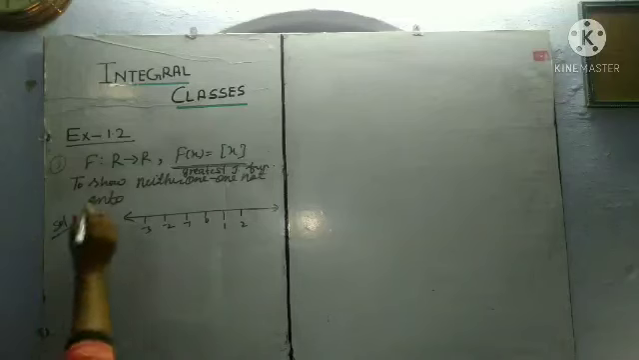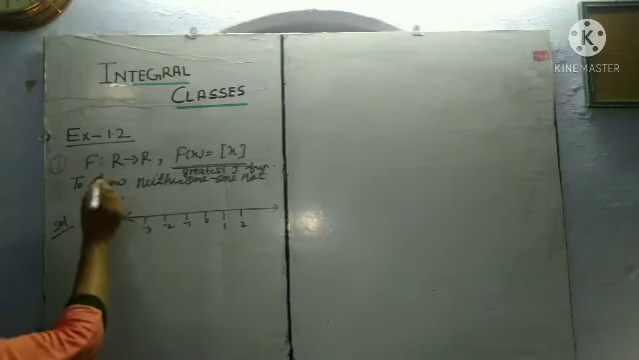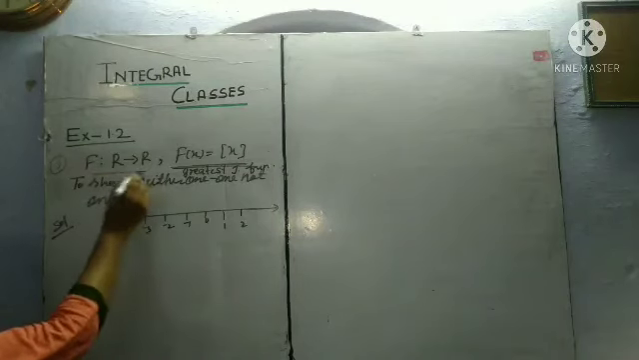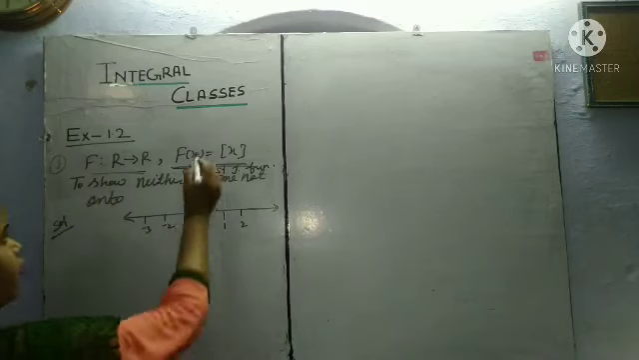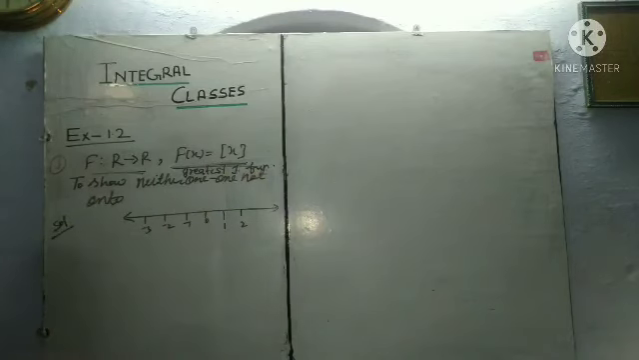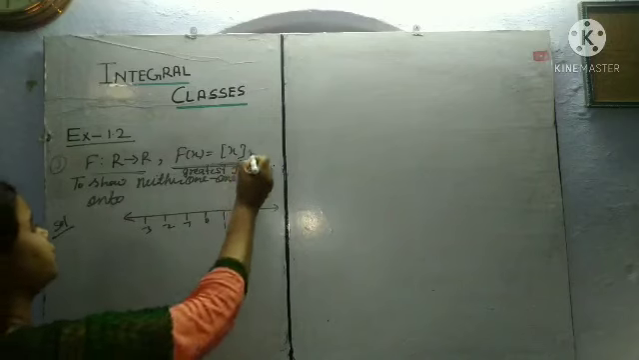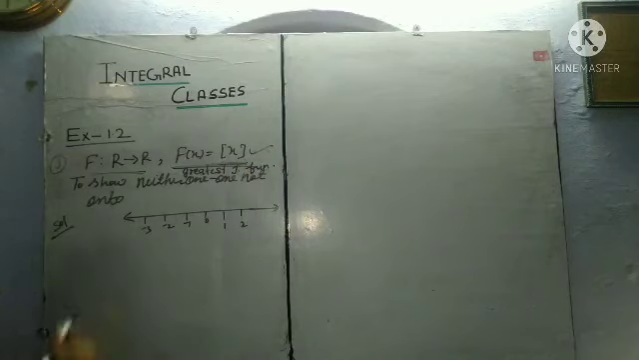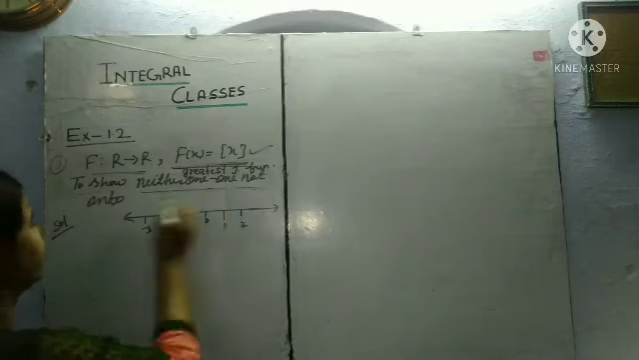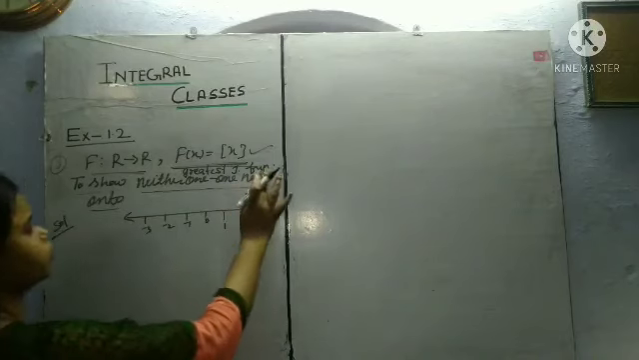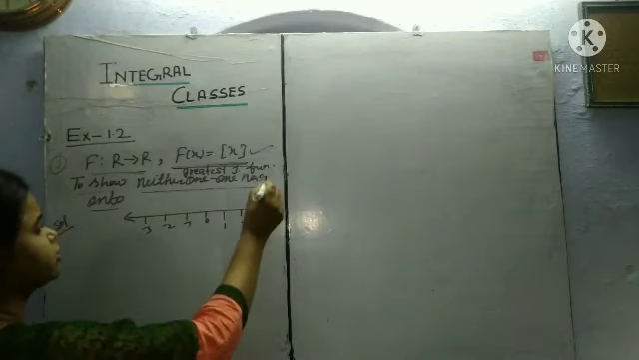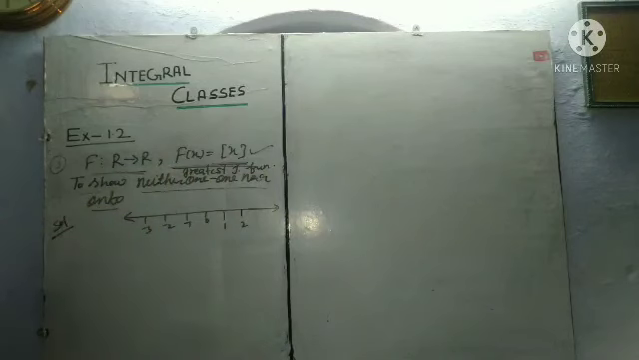Now question number 3. In question number 3, we have given f from R to R defined, which means real number to real number. The function is given as f(x) = [x]. We know that it is the greatest integer function. This function we have discussed in 11th class also. We will show here it is neither one-one nor onto. We will show it is not one-one and not onto.